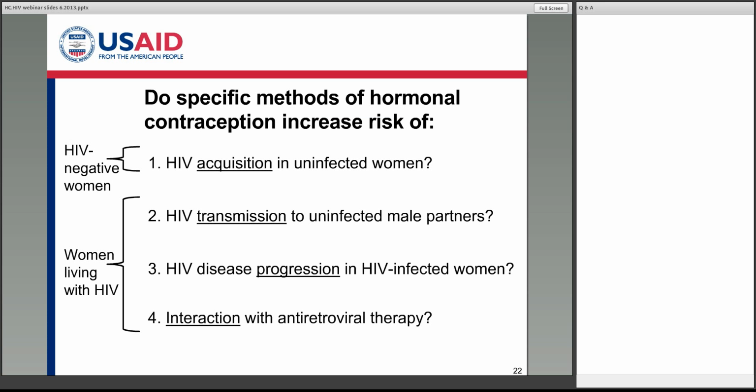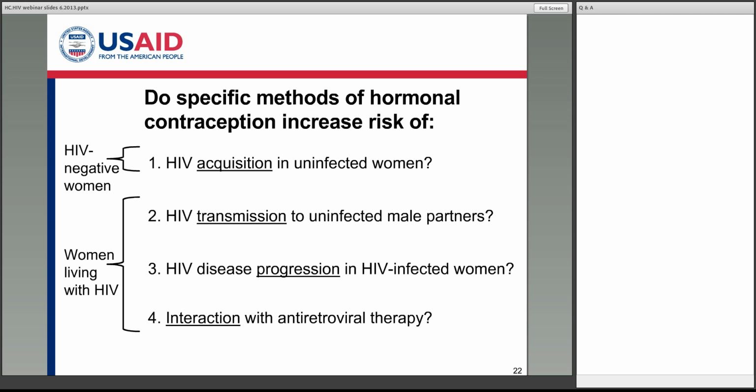So I wanted to start by unpacking a little bit the terminology that we use. Many of us use the phrase hormonal contraception and HIV, but we should really try to remain aware of two things. First, the term hormonal contraception refers to different types of methods which may have different biological effects. So we can't assume that oral contraceptive pills and injectables and implants all have the same relationship with HIV-related risks. So in discussing this issue, we should try as much as possible to be specific about what methods we're referring to. And second, there are actually four distinct questions of interest here.